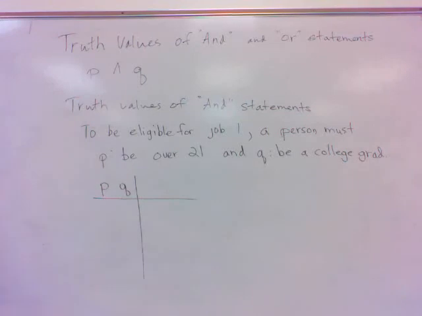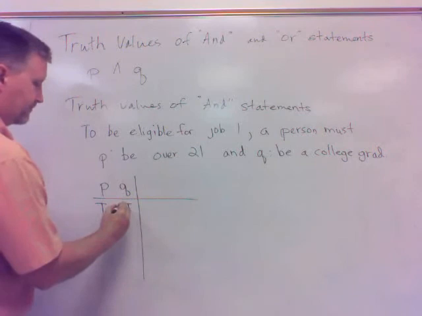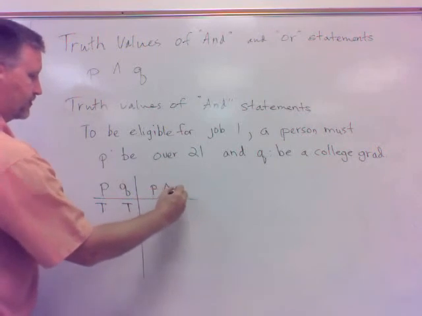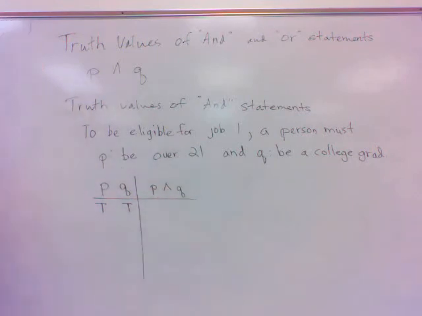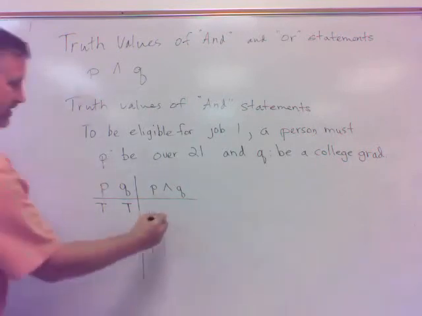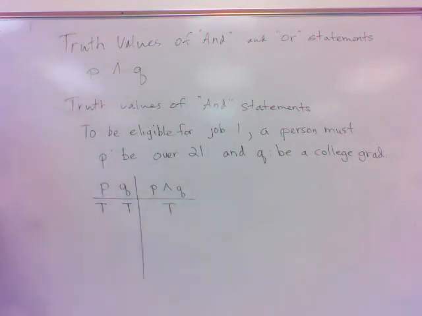Okay, person number 1 comes in, and person number 1, they're over 21, so P is true, and they are a college graduate, so Q is true. So are they eligible for this position? Well, obviously, they satisfied both, so they are. Okay? So the and statement is true in that case. So if P is true, Q is true, obviously the and statement for those is true.